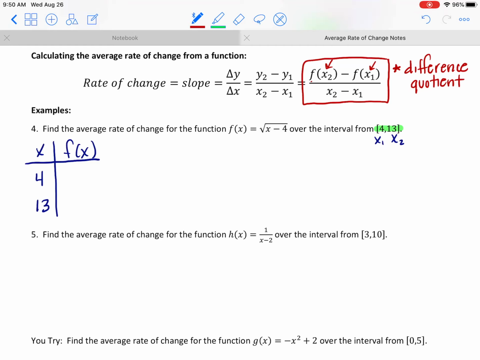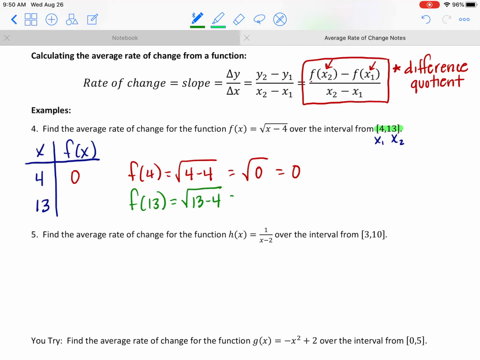Okay. So let's find f of 4. If I plug the 4 in, f of 4 is going to be the square root of 4 minus 4. That is the square root of 0, which is 0. So there's our first y value. And let's find f of 13. I plug 13 in. Square root of 13 minus 4 is the square root of 9, and that's going to be 3. Okay, so that's half the battle. That's picking out the two endpoints like we just did on the graphs above. Now we have our two coordinates.